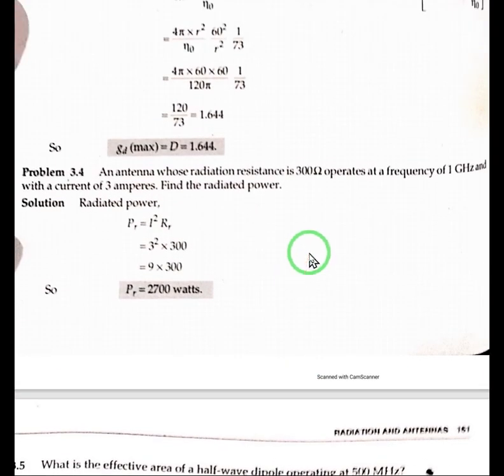problem, that is, an antenna whose radiation resistance is 300 ohms operates at a frequency of 1 gigahertz with a current of 3 amperes. Find the radiated power.